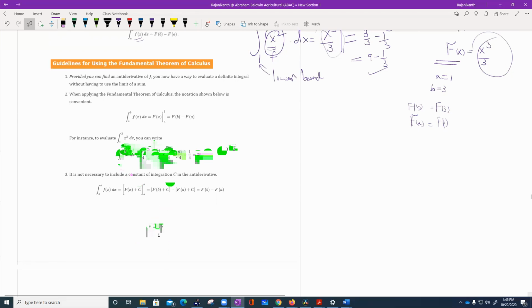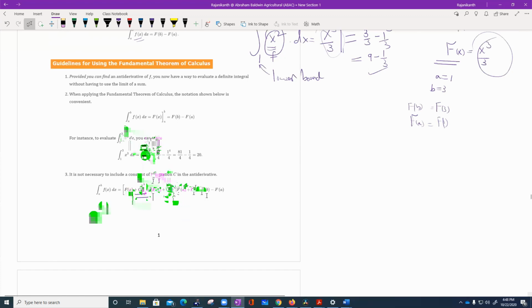When you have bounds in the problem, we call that a definite integral. But for definite integrals, you don't need to put the arbitrary constant. This arbitrary constant we include only for the indefinite integral. If you do not see any numbers here and there, then put the arbitrary constant. If you see the bounds, you don't need to put it. That is why I'm simply using the function itself without C. That's what they mean here: it is not necessary to include the constant of integration C in the antiderivative. Does that make sense?